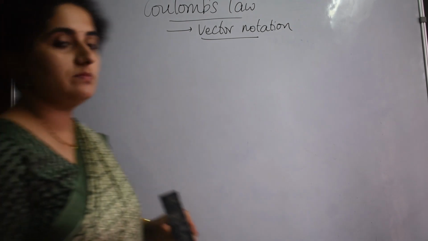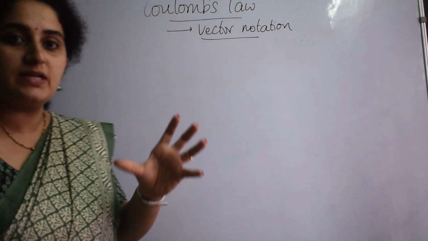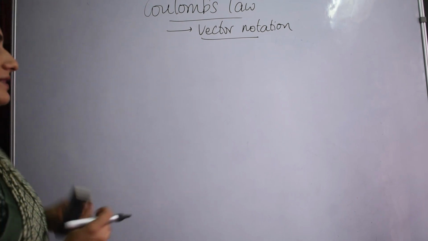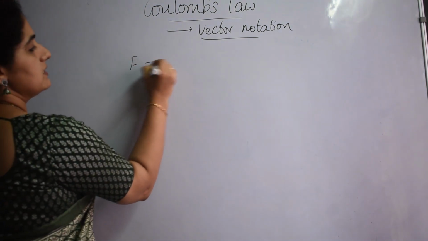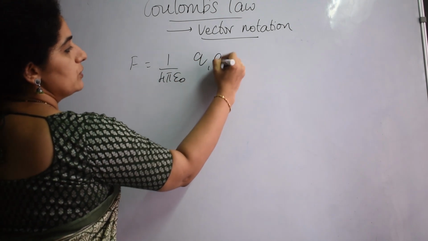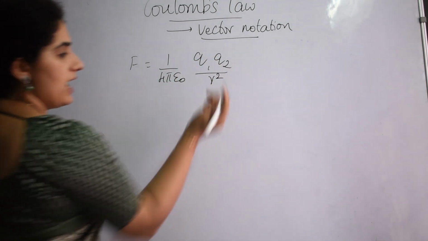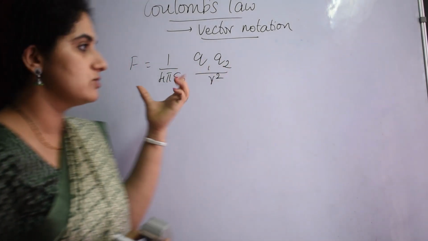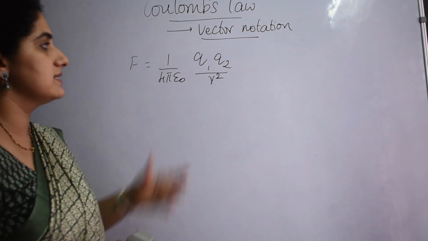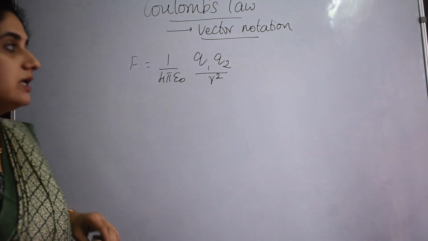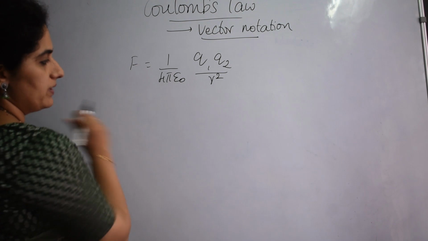As we all know, Coulomb's law gives the relation between the force and the charges and the separation between them. So we have F is equal to 1 by 4 pi epsilon naught Q1 Q2 by R square, where R is the distance of separation between the 2 point charges Q1 and Q2 and F is the force exerted between them. Now how do we represent this in vector notation, which is very important.